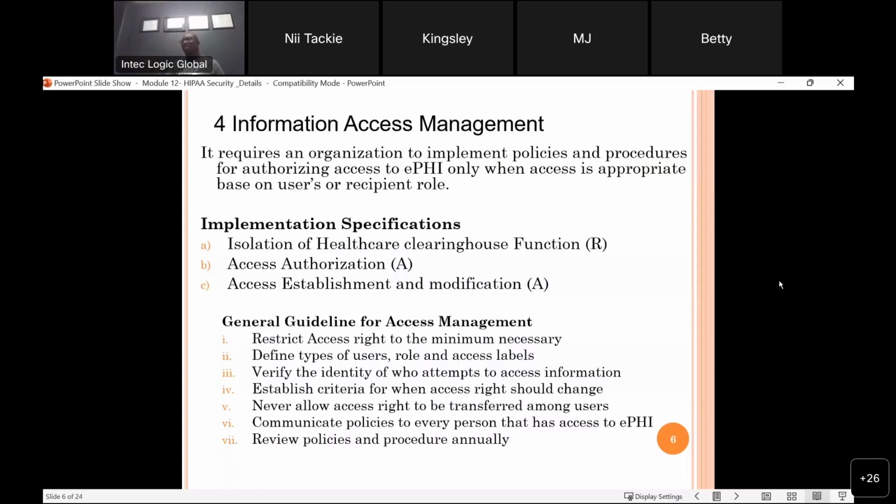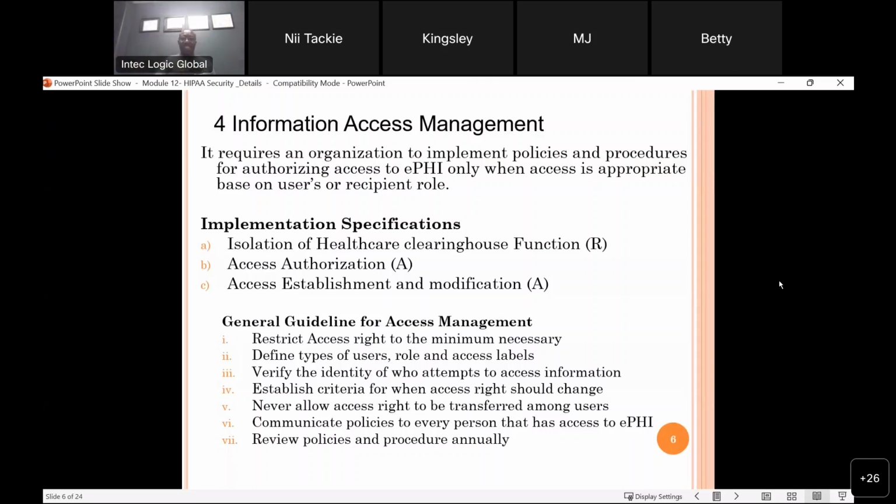If you are just an ordinary user, maybe you can log into the system. You can see the name of the patient and see a date that they came for care. That's it. Maybe for medical billing. That's it, right? So there need to be some users' roles and their labels.